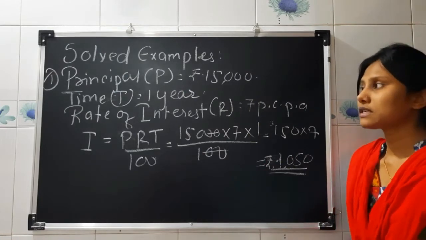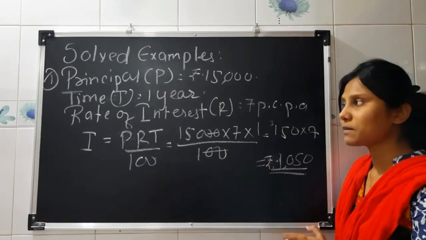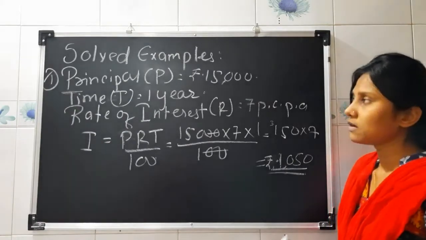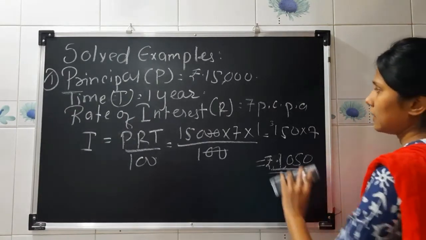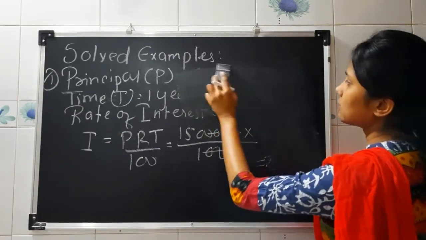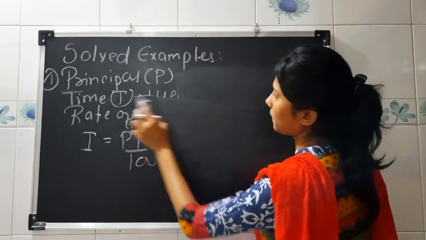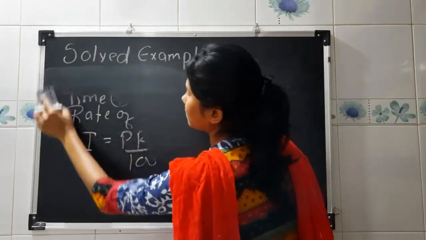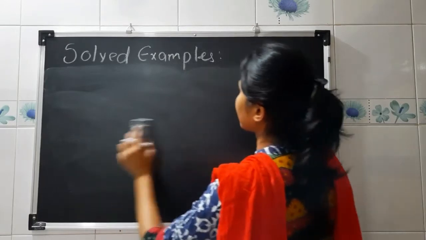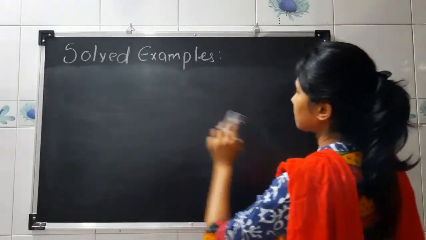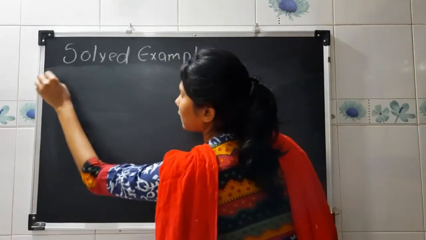We should just understand which is the principal amount and which is the rate of interest, otherwise the sums are very easy. This is a very simple topic. Now the next one, the second one.